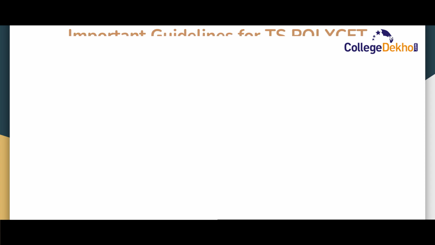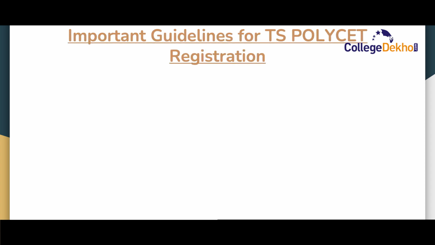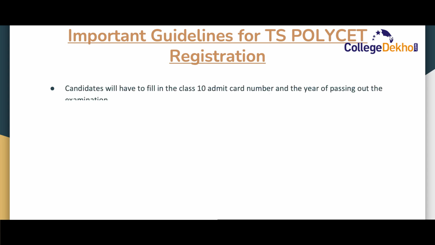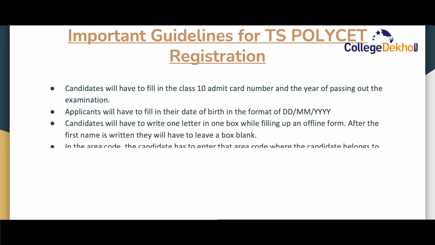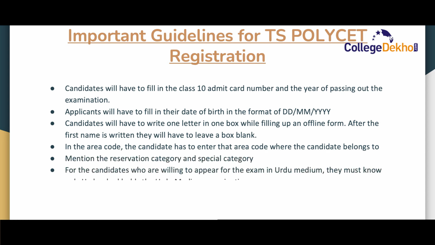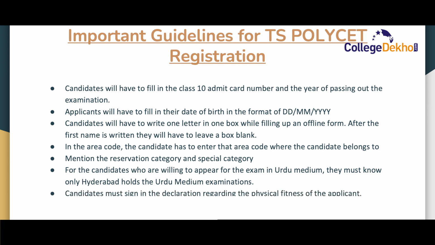Now, let us look at some of the important guidelines for TS Polyset registration. The candidates will have to fill in the class 10th admit card number and the year of passing out the examination. Applicants will have to fill in their date of birth in the format date, month and year. The candidates will have to write one letter in one box while filling up the offline form. After the first name is written, they'll have to leave a box blank.